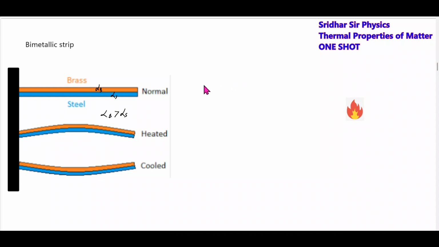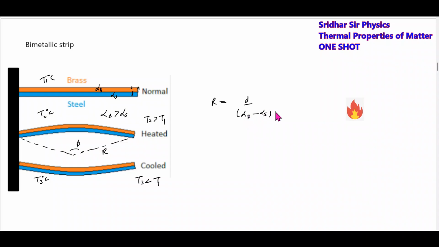Then what about this radius of curvature? This radius of curvature is directly proportional. Earlier T1 degrees Celsius, T2 degrees Celsius, this is T3, where T2 is greater than T1 and T3 less than T1. This radius of curvature depends on what all, like the thickness d, then alpha, and change in temperature.